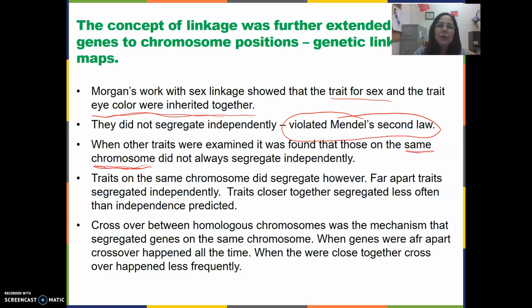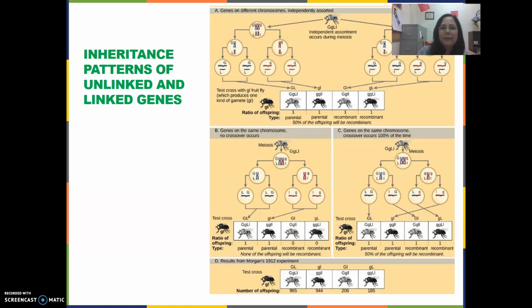So traits that are closer together on a chromosome tend to be found together in the offspring, in the organism. And if the traits are closer together, they segregate less often than you would predict in independent assortment. So the closer together that traits are on a chromosome, the less crossing over there's going to be. The farther apart that they are, the more crossing over that you will see. Crossing over will happen more frequently.